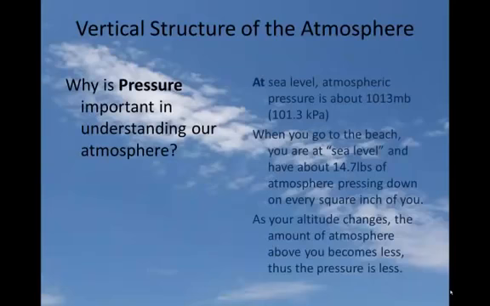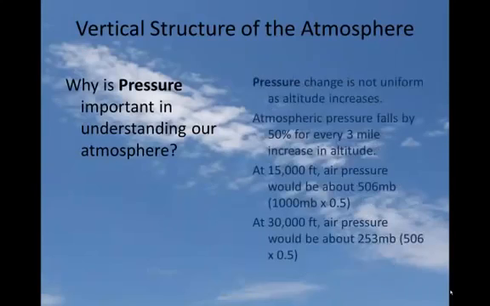But as your altitude changes, the amount of atmosphere above you becomes less, and thus the pressure is less. Pressure change is not uniform as altitude increases. It's logarithmic. So atmospheric pressure falls by 50% for every 3-mile increase in altitude. So for example, at 15,000 feet, air pressure would be about 506 millibars.